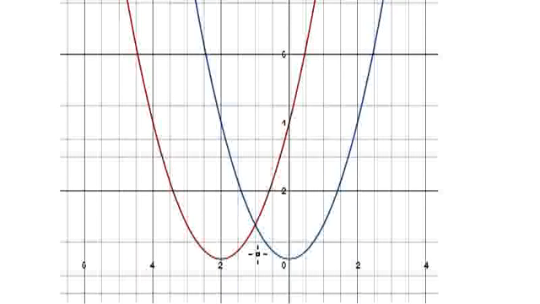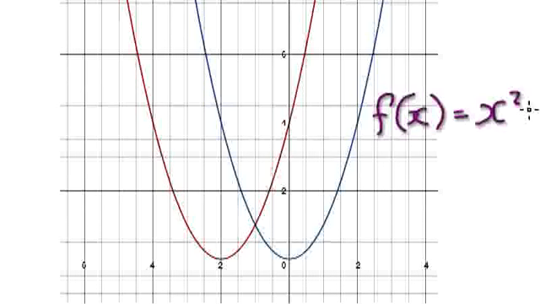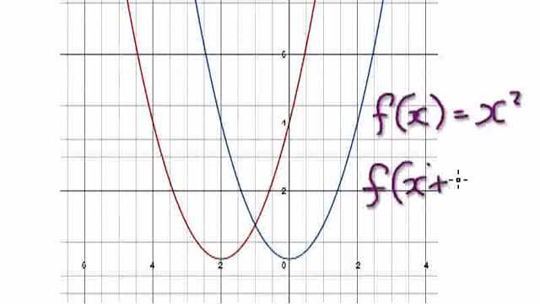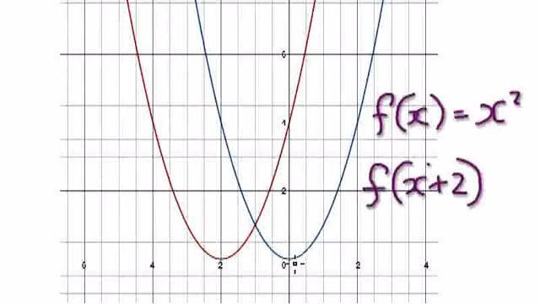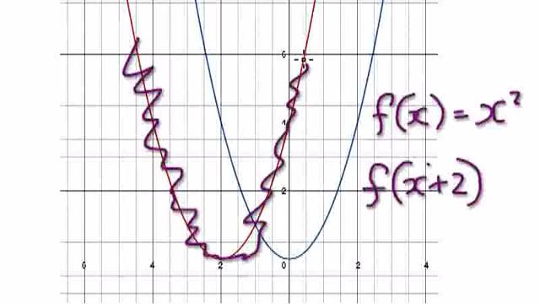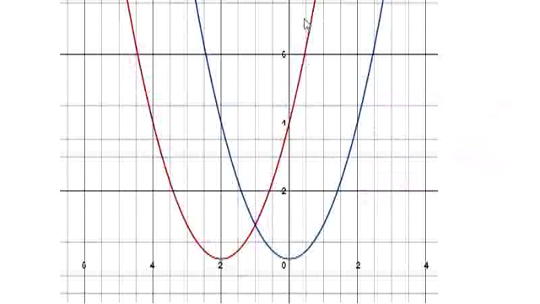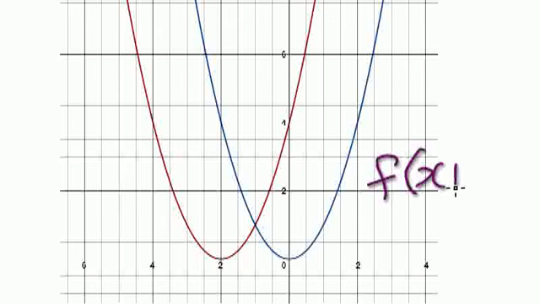Here the blue line represents f of x, which is defined as x squared. Now, if we want to investigate f of x plus 2, let's say at 0 here, imagine you didn't know this red line here. We are trying to investigate this f of x plus 2.